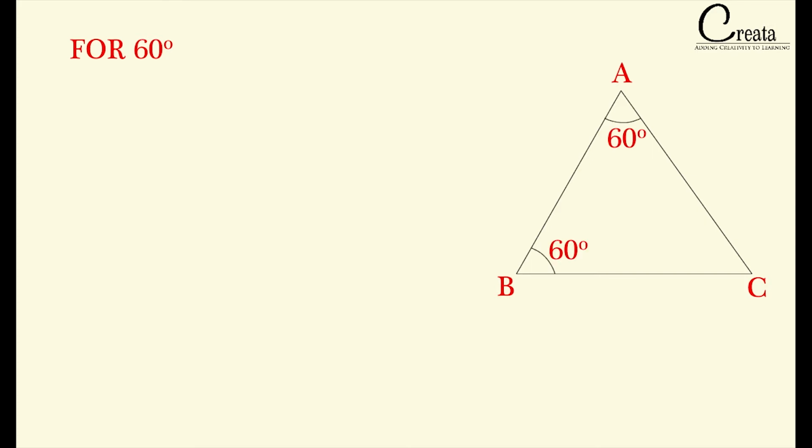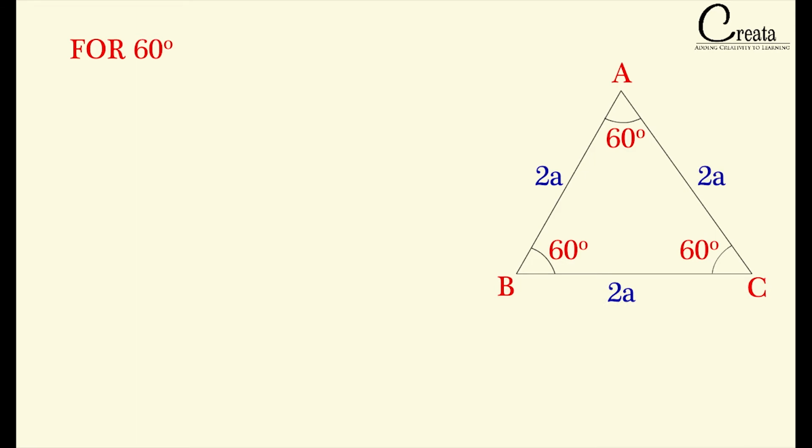Let's assume an equilateral triangle ABC. In an equilateral triangle, all the angles will be equal, that is 60°, 60° and 60° each, and also all the sides will be equal. Let's assume sides of the triangle as 2A. All sides will be 2A.